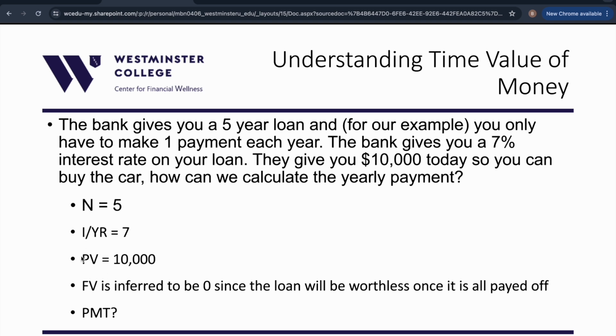The present value is $10,000 because we are being given $10,000 today. The future value is inferred to be 0. We don't need to put that in because once we've paid off the loan, it will be worthless. Now we're going to go find the payment. And I'm going to switch over to looking at our calculator so we can go over this.